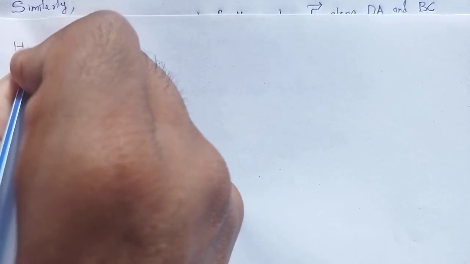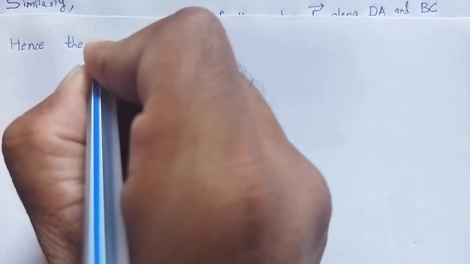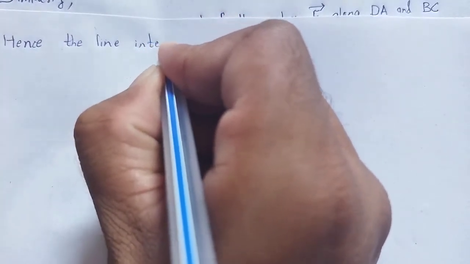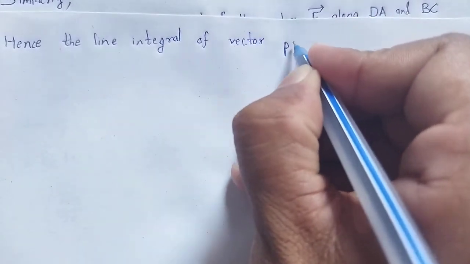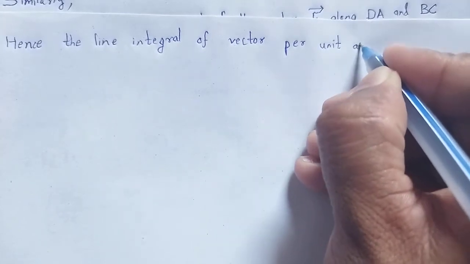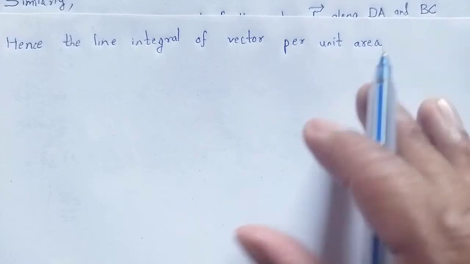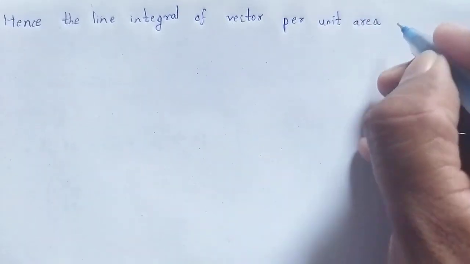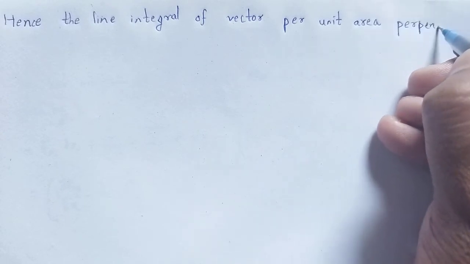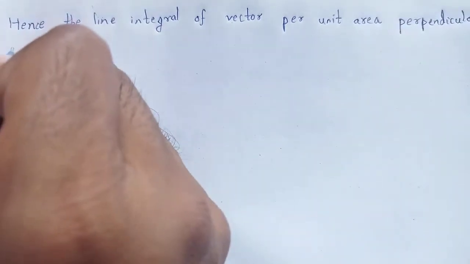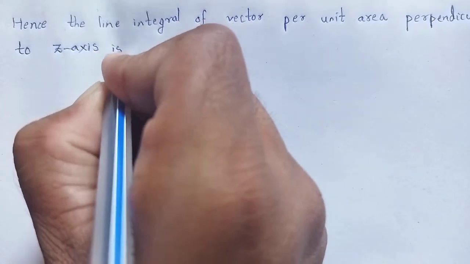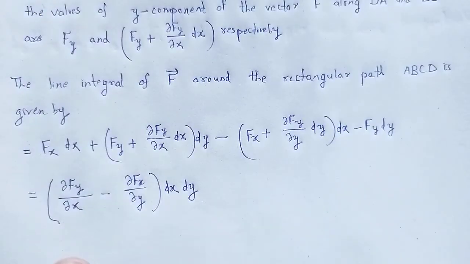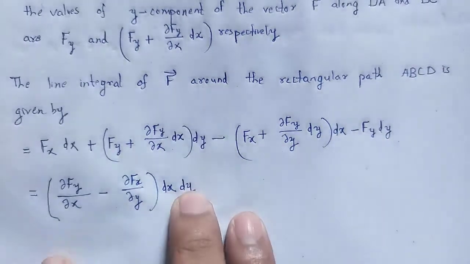Hence we can write, hence the line integral of a vector per unit area perpendicular to z axis is, as we find out the result, this quantity dx into dy is equal to 1.